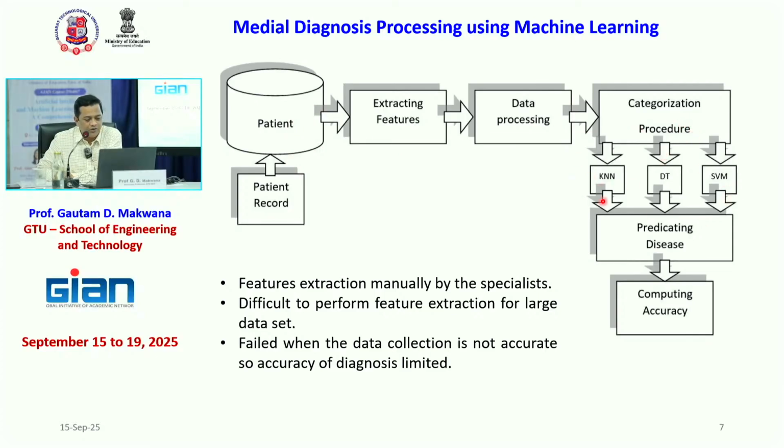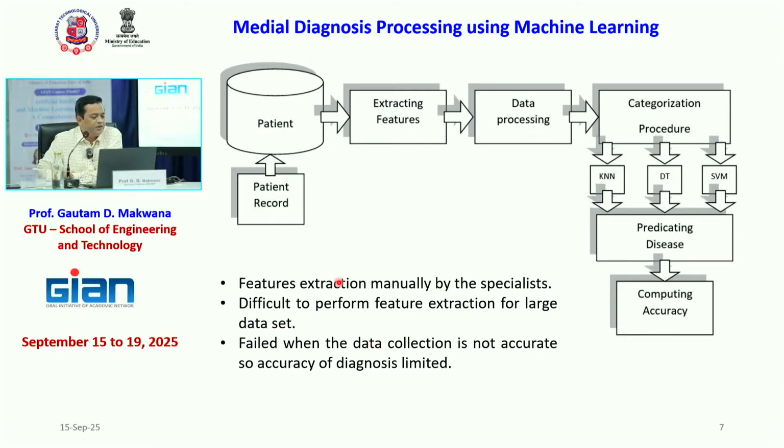These are the different kinds of algorithms, KNN, decision tree, and SVM, which are machine learning algorithms. Based on these algorithms, you will get some predictions of the disease, and then it is computing the accuracy of the models.